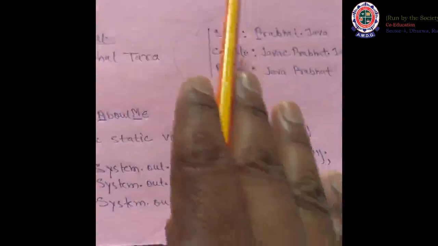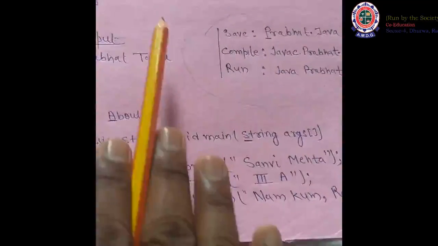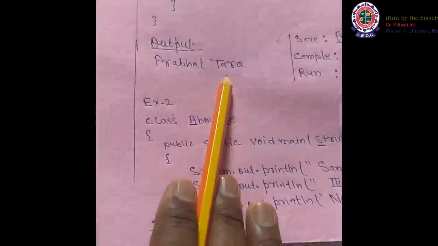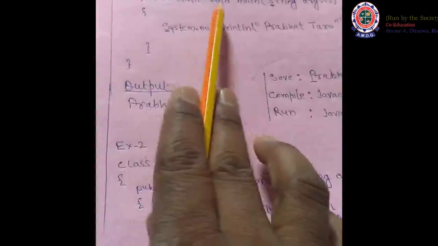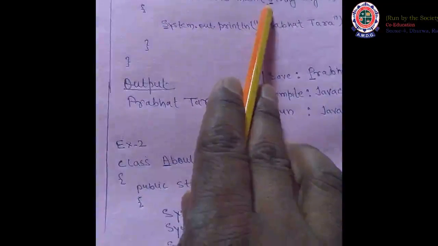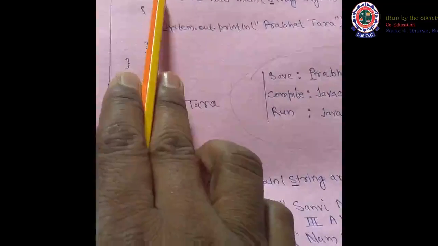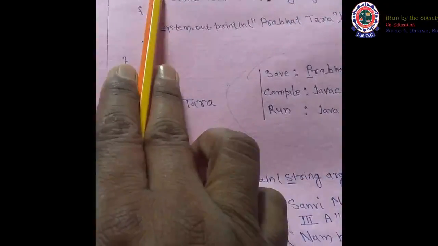Let's see the output of this program. We will get the output prabhat tara. So in place of void main, there is a little bit more here. It is written public static void main. There will be no changes in this line. So S will be capital here. This is more important. S will be capital. For all class names, the first letter should be capital.